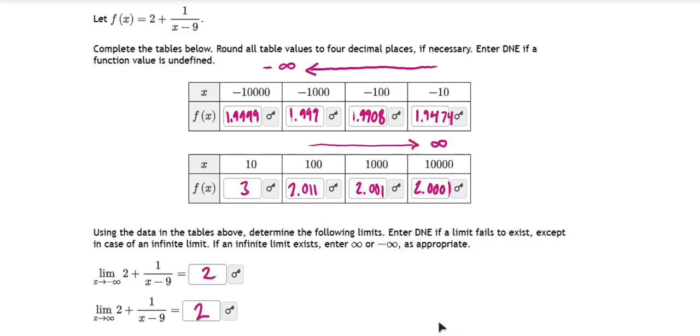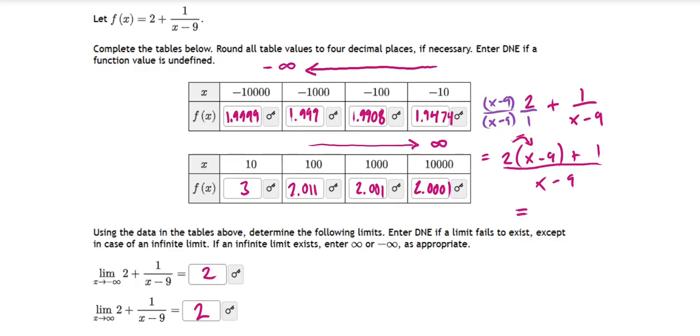Now, how might we have been able to do this analytically? We would write this expression in terms of a single rational function, getting like bases by multiplying by x minus 9 on the top and bottom, and then simplifying by distributing and collecting like terms. Now, as you should recall from pre-calculus or algebra class, rational functions have horizontal asymptotes equal to the ratio of their coefficients if the degree of the numerator and denominator are the same. So these are both of degree 1, and our coefficient ratio is 2 to 1. And that lets us know that we have a horizontal asymptote at y equals 2.